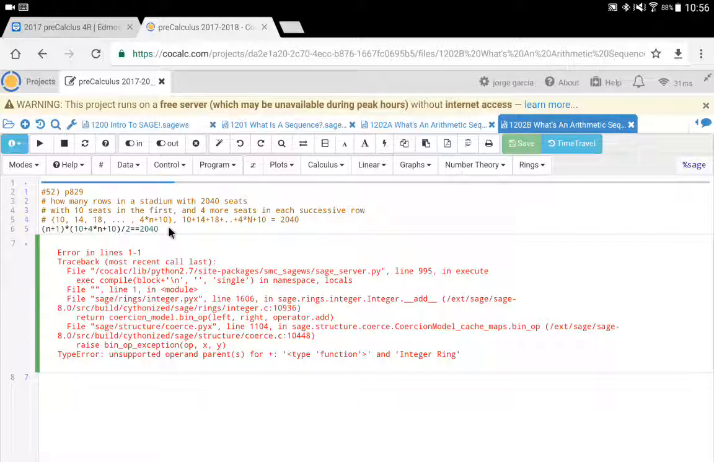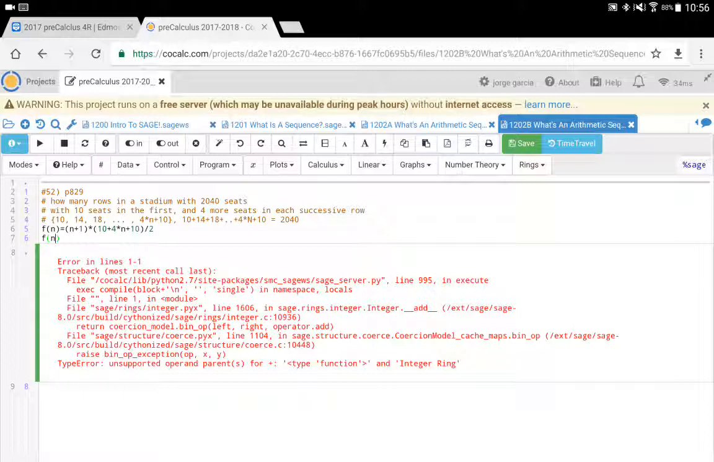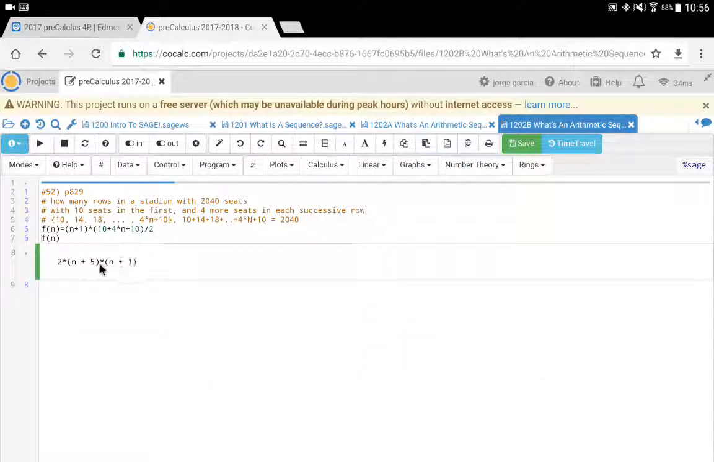All right, how about this? Let f of n equal that, and let's show f of n. Let's see what the error is. I had some kind of silly typographical error here. Oh, there it is. And look at that, it simplified it for you already. Interesting. So how about we just solve that?